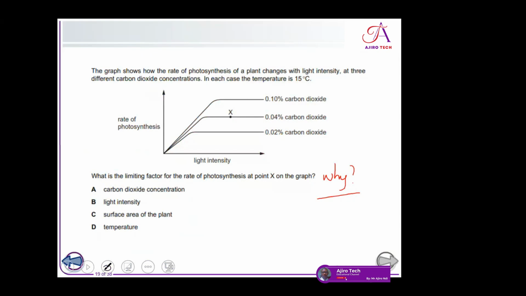Very good. That means you get the gist properly. So that's how limiting factors can affect the rate of photosynthesis. Sometimes two things can be applied at the same time.